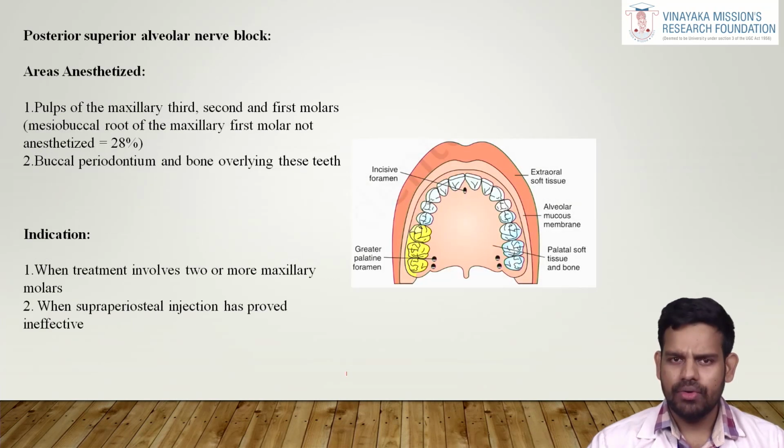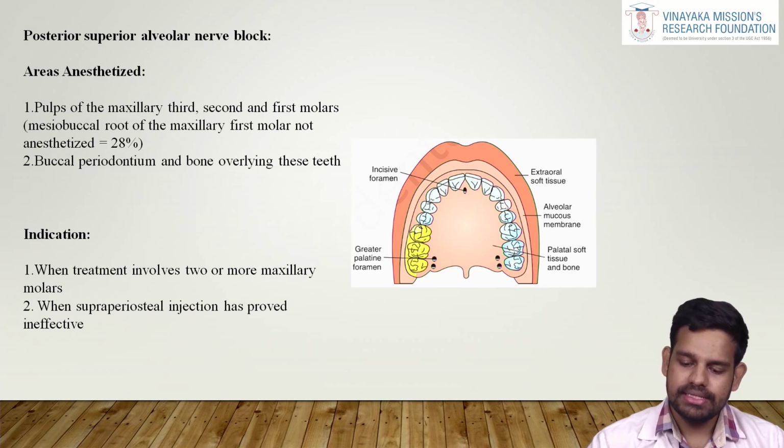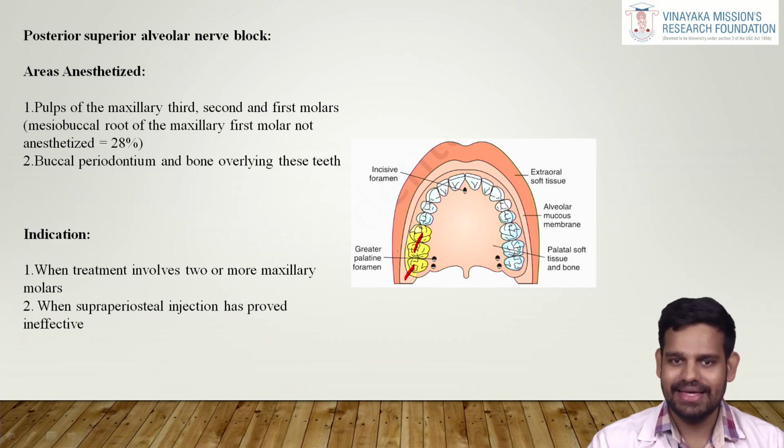The first nerve block we are going to see is the posterior superior alveolar nerve block, and the areas anesthetized are the pulps of the maxillary third, second and first molar, except the mesiobuccal root of the maxillary first molar, which is not anesthetized. The second, third and distal root of the first molar are all anesthetized in the posterior superior alveolar nerve block.